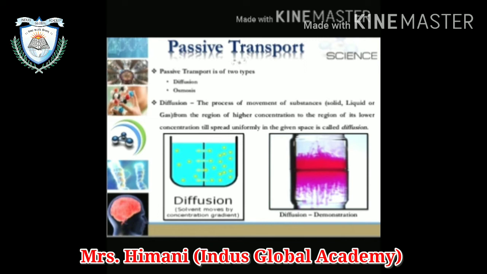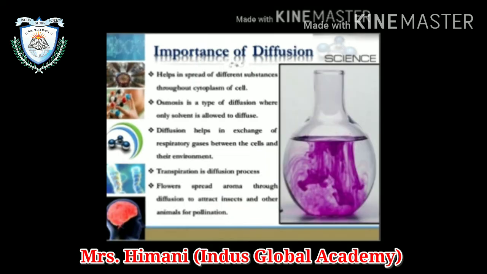After that, passive transport, which is of two types: diffusion and osmosis. Diffusion is the process of movement of substances, which can be solid, liquid or gas, from a region of higher concentration to a region of lower concentration until they spread uniformly in the given space. As you can see in the diagram or picture, the solvent moves by the concentration gradient. Then the importance of diffusion: diffusion helps in the spread of different substances throughout the cytoplasm of the cell.